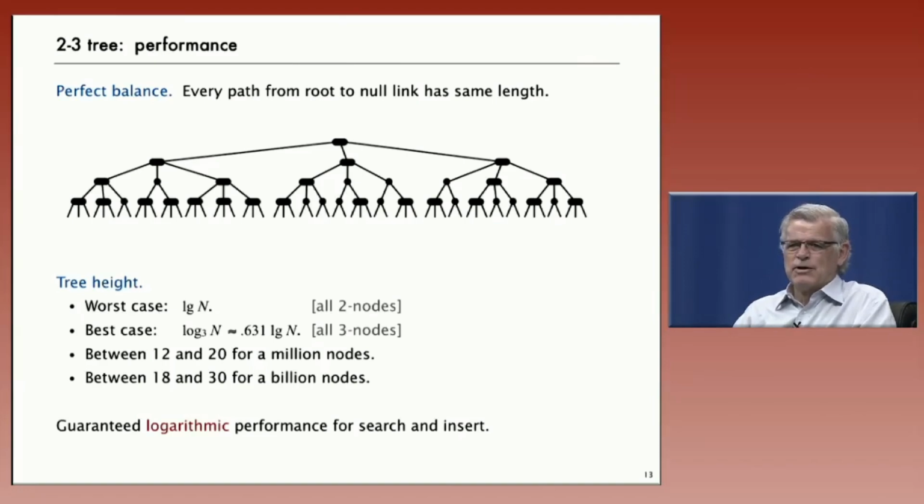And those are pretty small numbers. For 1 million nodes, that's between 12 and 20. And if it's 1 billion nodes, that's between 18 and 30. Those are remarkably small numbers. So we're going to have guaranteed performance. Even for huge databases, we're going to be able to guarantee that we can get search and insert done with just 18 to 30 operations. That's quite remarkable, really.